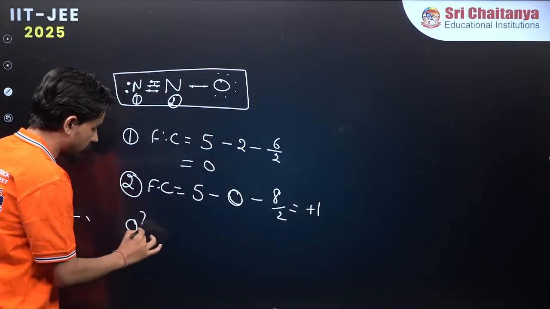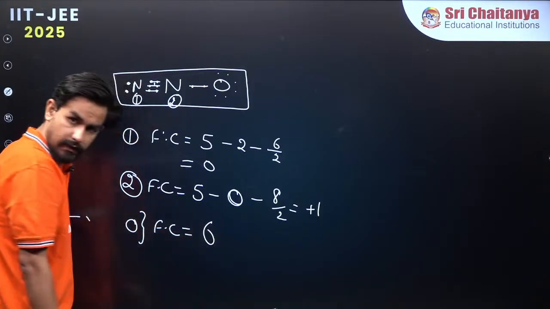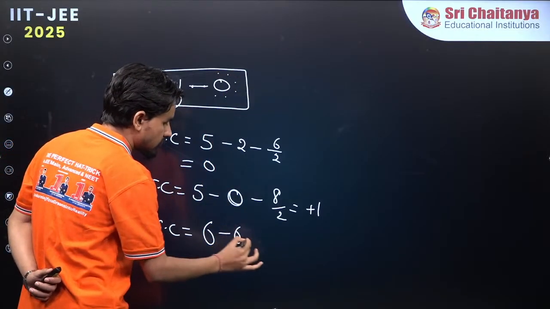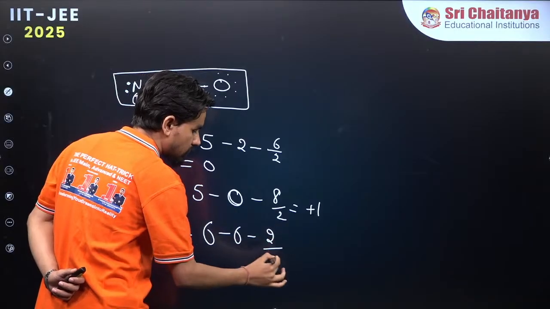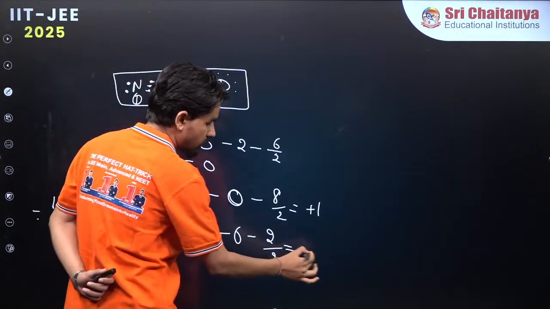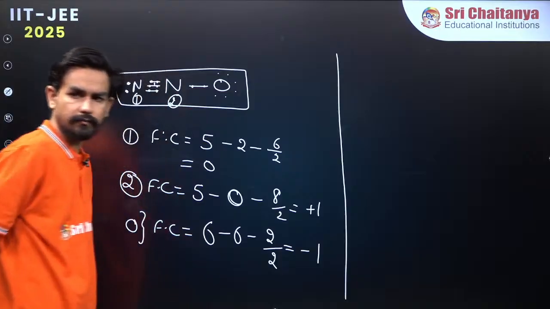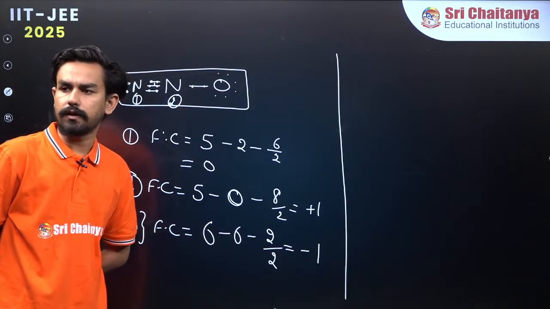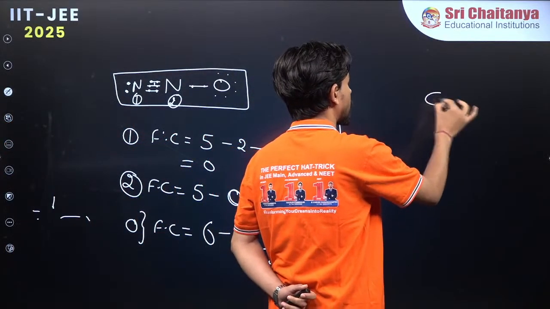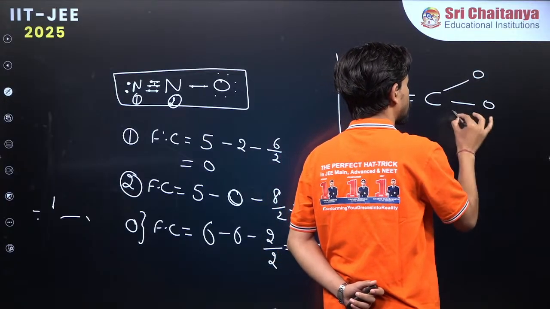Now oxygen. For oxygen, formal charge is equal to valence electrons, which are 6, and how many are unshared? 6 are unshared, and how many are shared? 2 are shared. 2 by 2, 1. So 6 minus 6 minus 1, that is minus 1. This kind of thing is there, okay. Now let me give you one more structure. This you will tell, this you will tell again.